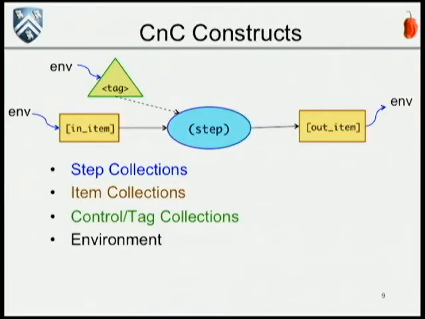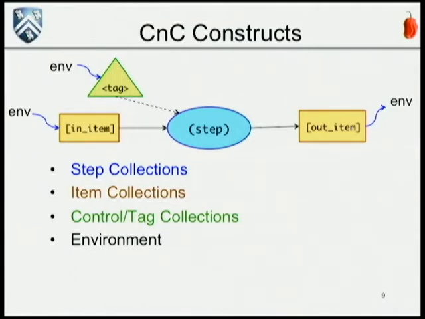OK, so what are the code constructs in CnC? So the oval is used to represent computational units. They are called steps in CnC. You usually have simple brackets around them. A step needs some data to operate on. So the boxes you see are input data, and then it's going to output data.